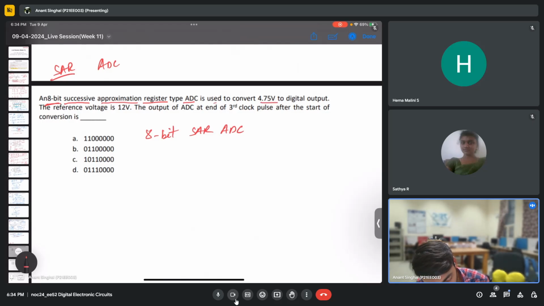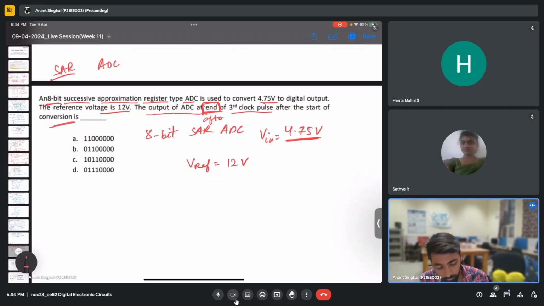which is used to convert 4.75 to digital output. So this is the input which is getting converted to digital output. The reference voltage is given as 12 volts. So the question is the output of the ADC at the end of, and end is a very important word here. End means after the third clock pulse, after the start of conversion, is.